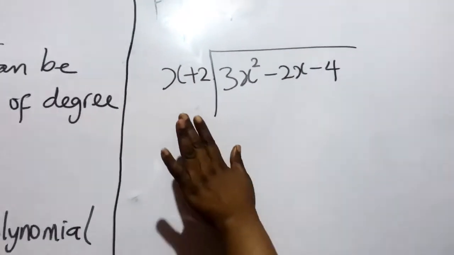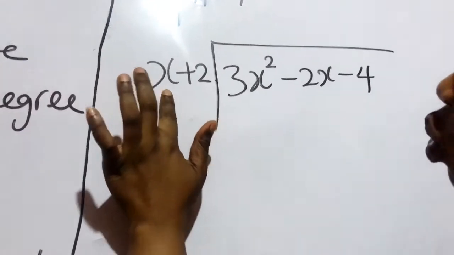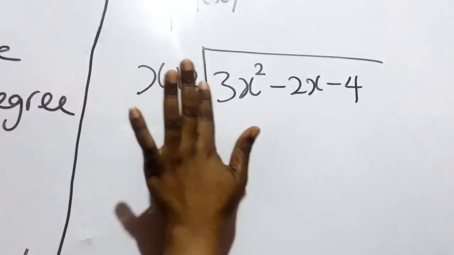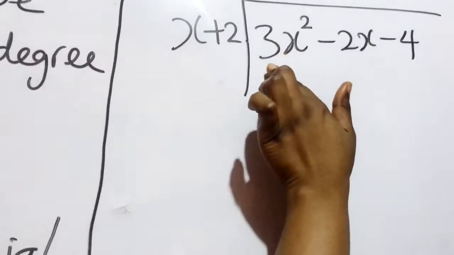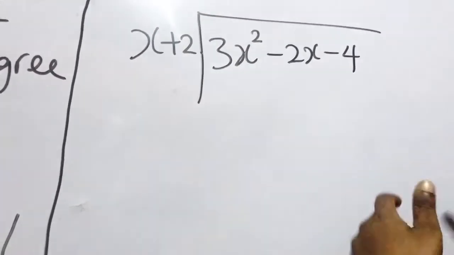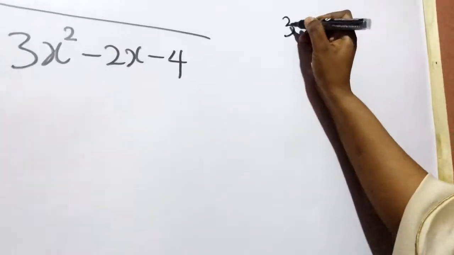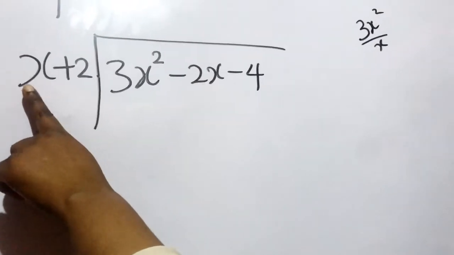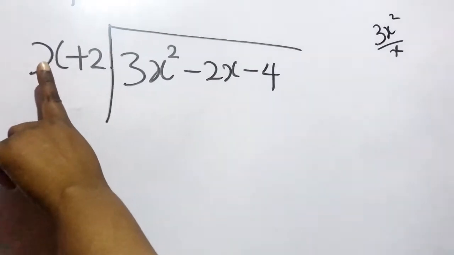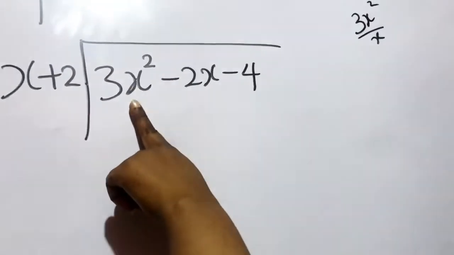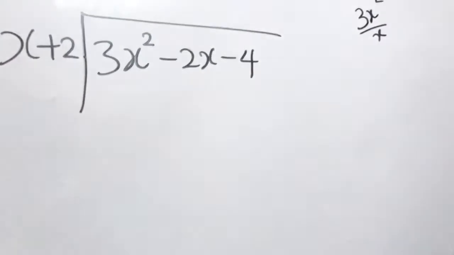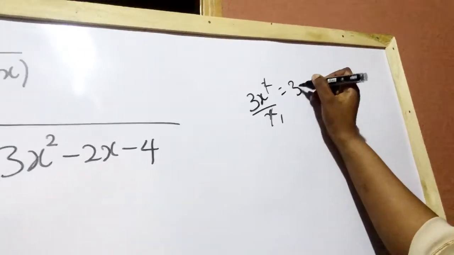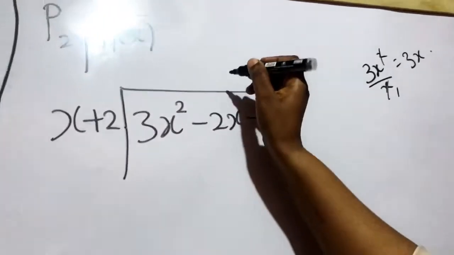So you are going to use the first value in the divisor to divide the first value of the dividend. So like this, 3x squared divided by x. You are using the first value of the divisor to divide the first value of the dividend. So if you divide this one, x over x is 1, so this one gives us 3x. So you are going to write it in.